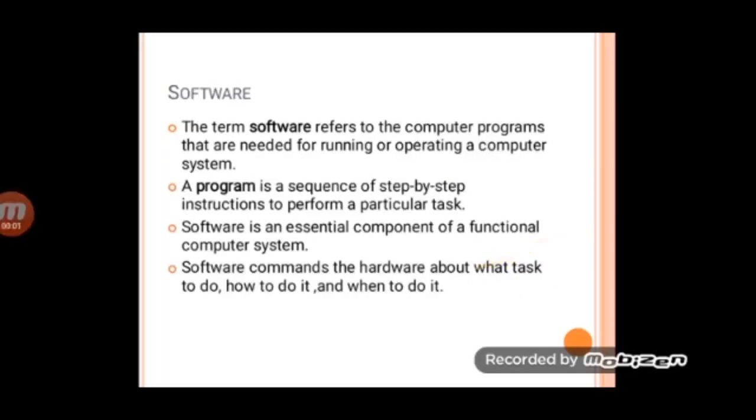Now start the next topic, software. The term software refers to computer programs that are needed for running or operating a computer system. A program is a sequence of step-by-step instructions to perform a particular task. Software is an essential component of a functional computer system. Now, what does the software do? A software commands the hardware about what task to do, how to do it, and when to do it.